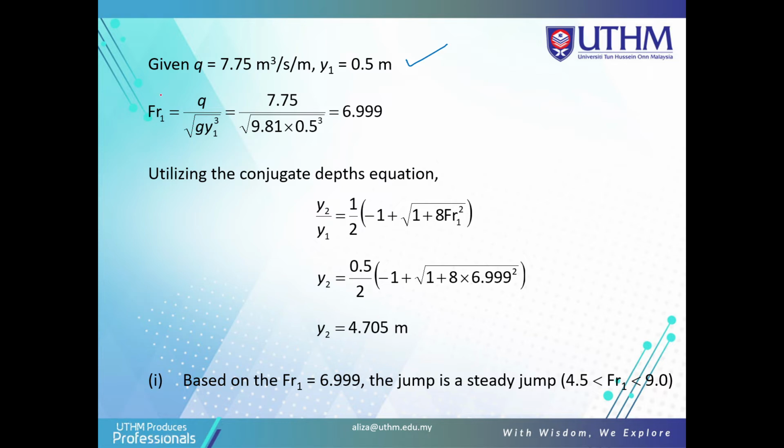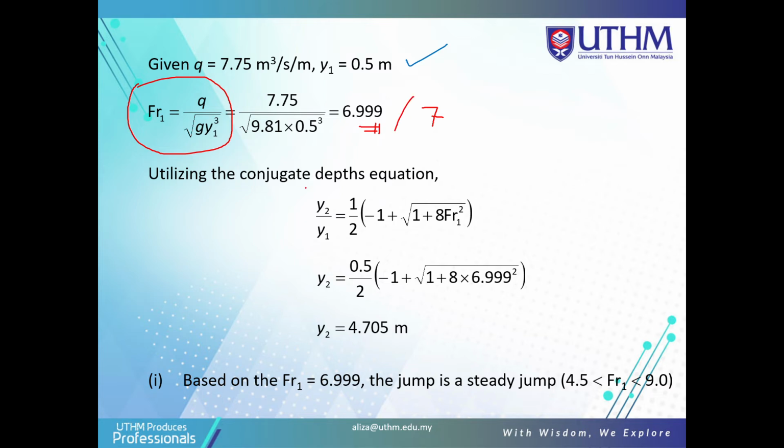Okay, and first you must find the Froude number. Froude number 1 here. So you're using the Q and dividing by the cube root of g y^3 here. Use this formula. Actually, this formula is given, no need to worry. Put all the data here, the unit and the value, until you get the Froude number 1, which is 6.999, or 7.